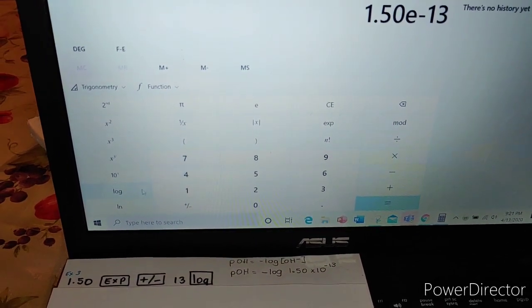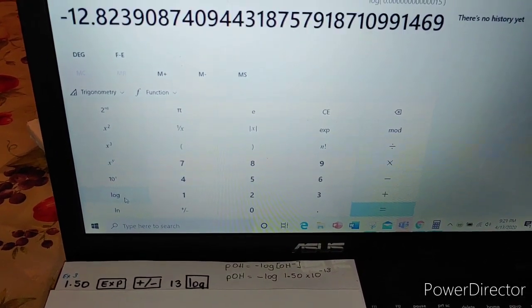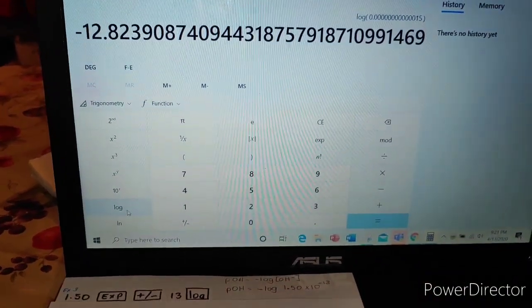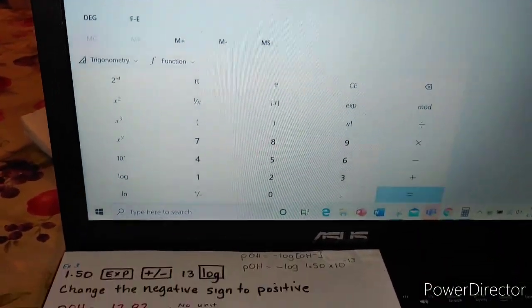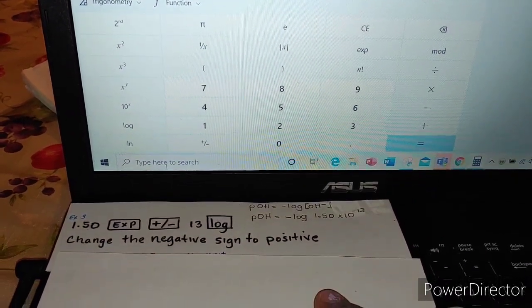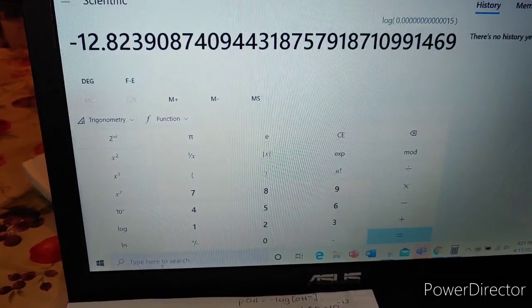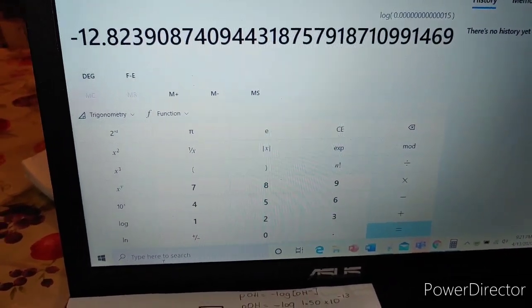All right, and then we're going to go ahead and press on log. Okay, so that gives us our pOH. And remember what we did on the last one, on example 1, we're going to change that negative sign to a positive. So rather than putting negative 12.82, whatever it is, right?